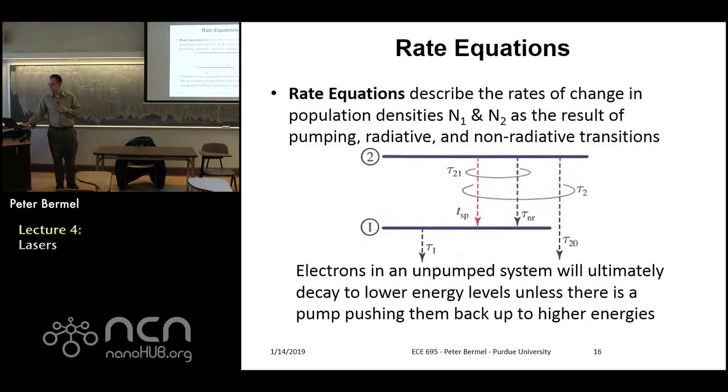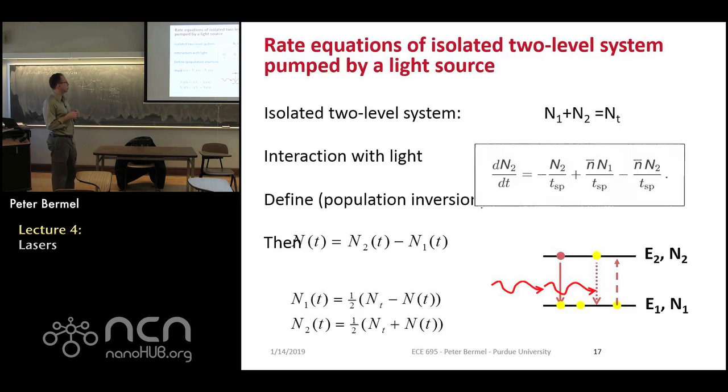Okay, so going to the rate equations real quick. The simplest way to look at this system is the following. If we say there's an isolated two-level system, and of course this is a simplification, then the rate at which the upper level population changes will depend on three factors. The first factor is the spontaneous emission decay, which is this minus N2 over T spontaneous.